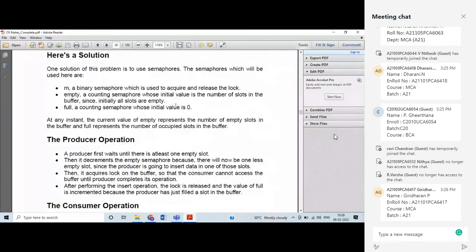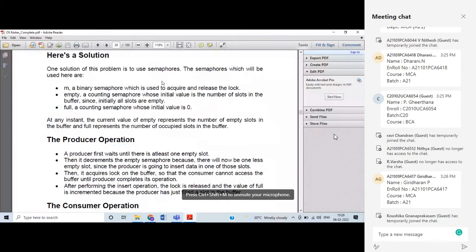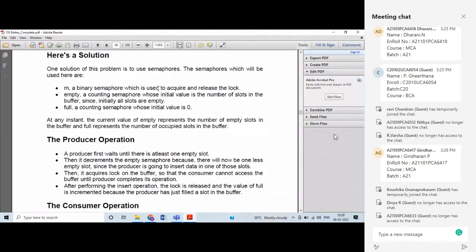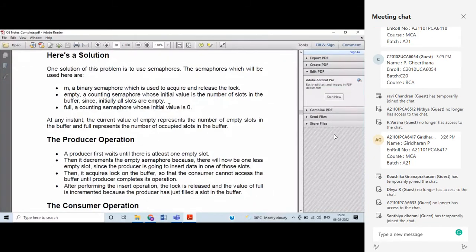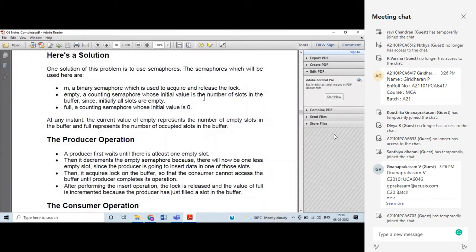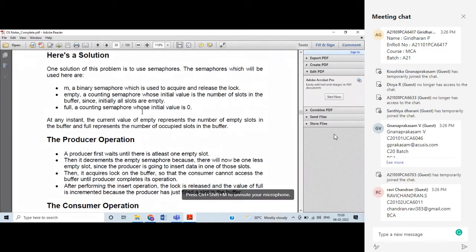So what is the solution here? At first, we initialize a binary semaphore, which is used to acquire and release the lock, and an empty variable, which indicates the number of empty slots in the buffer. That means there is no product in the buffer. Full indicates the number of filled slots; it is a counting semaphore whose initial value is equal to 0.